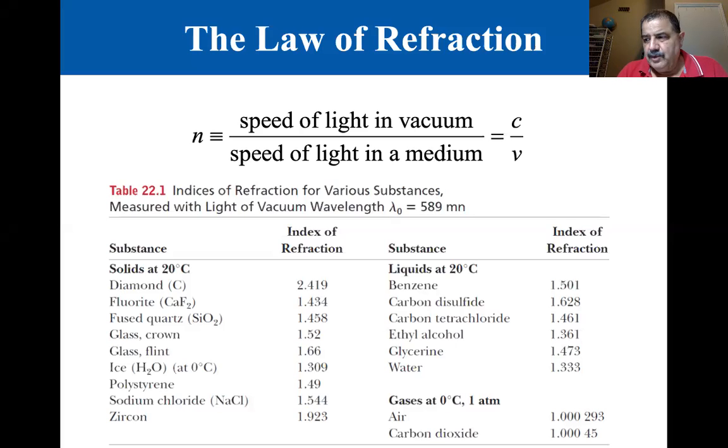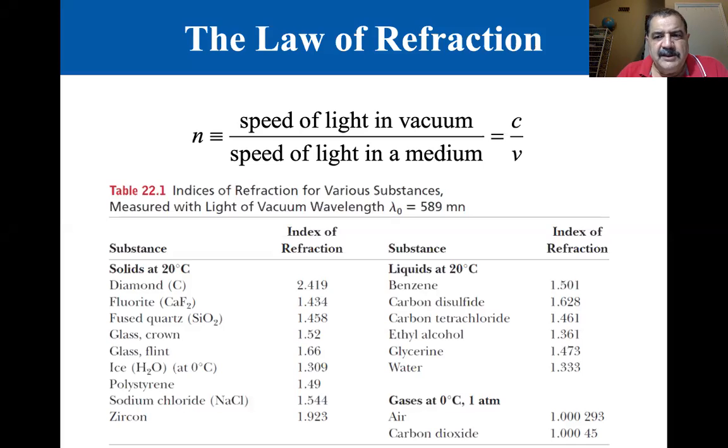All right, we're at section 22.3, the law of refraction. And here is a table of indices of refraction. Now, what is the index of refraction? N is defined as the speed of light in vacuum over the speed of light in a medium.